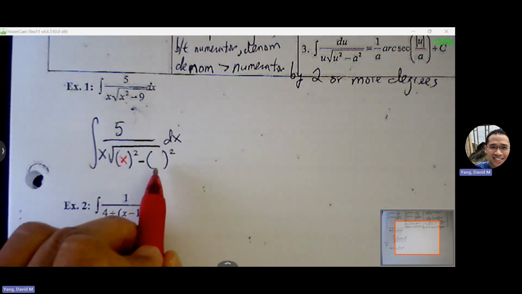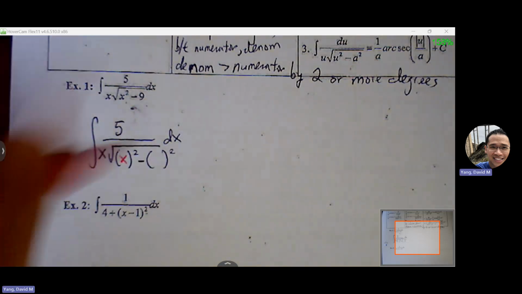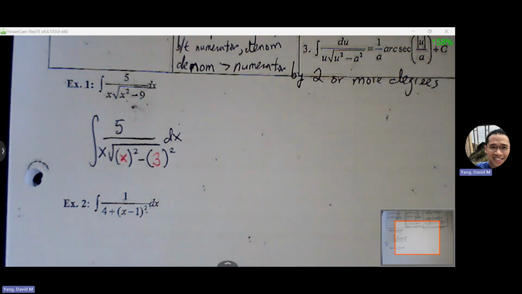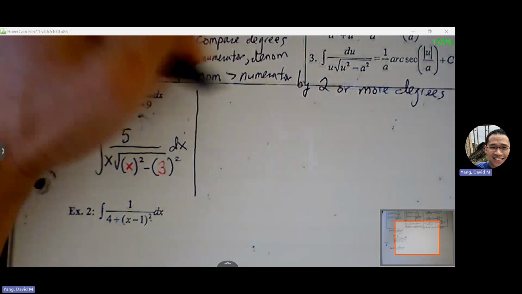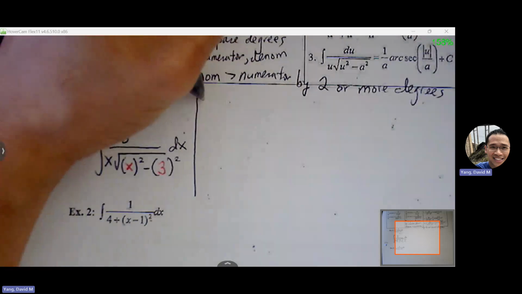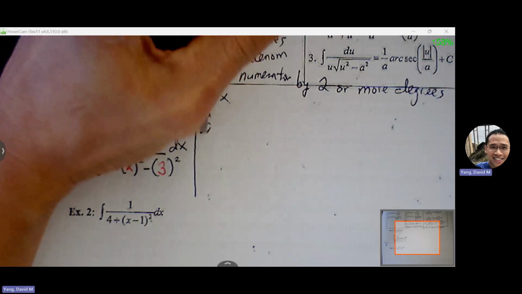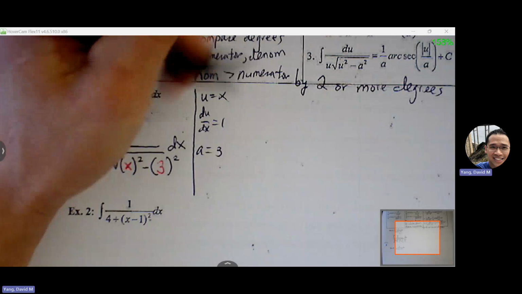What can I put in here where if I square it, it's the same thing as a 9? 3. So there's your a. Your u value has the variable in it, and your a value is the constant. So let's go through a little bit of u substitution. Actually, we don't really have to because u is equal to x, but I'm just going to do this. u equals x, du over dx equals 1, and then my a value is 3.